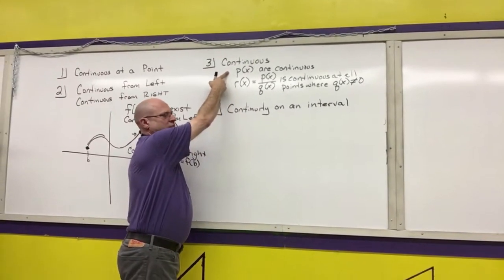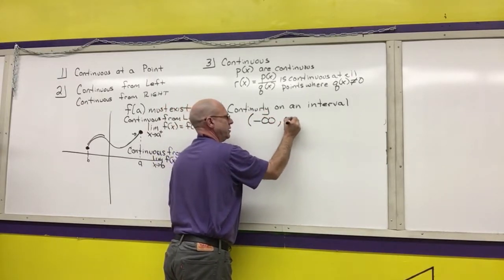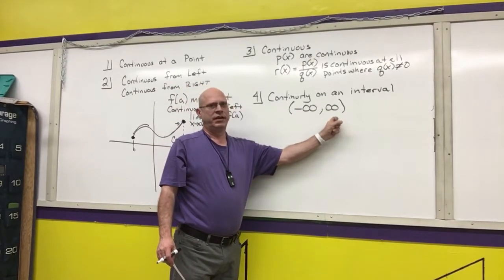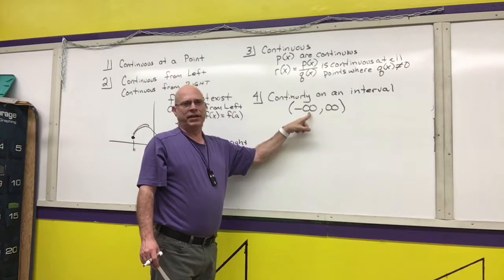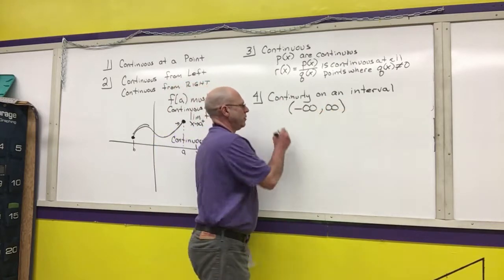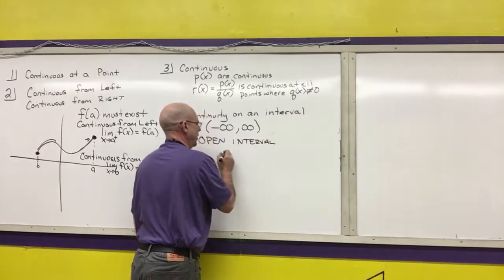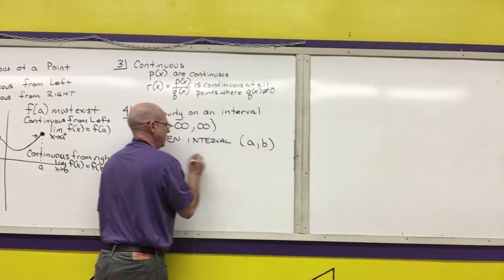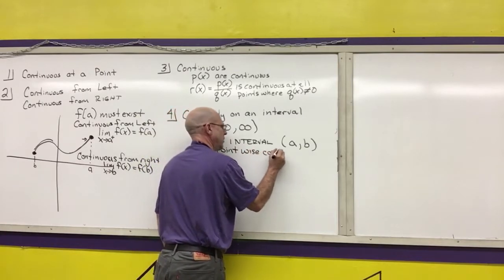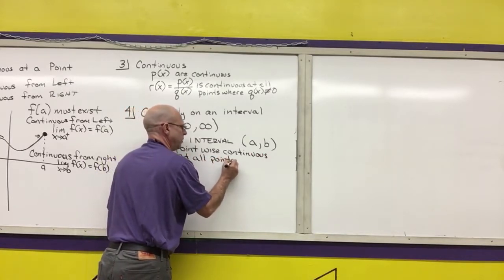A purely continuous function is actually a specific case of continuity on an interval, where the interval is the open interval from negative infinity to infinity. It's continuous at every point between negative infinity and infinity. It does not have to be continuous at infinity because I can never actually get to infinity. So to be continuous on an open interval, in general, from the interval A B, you must be pointwise continuous at all points between A and B.